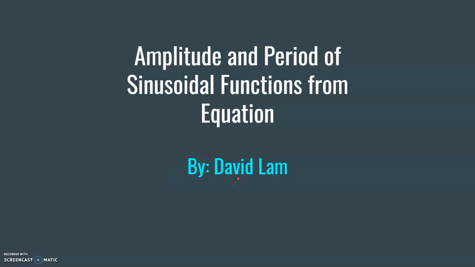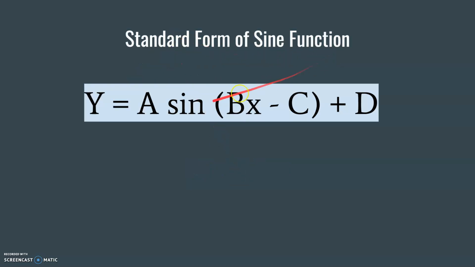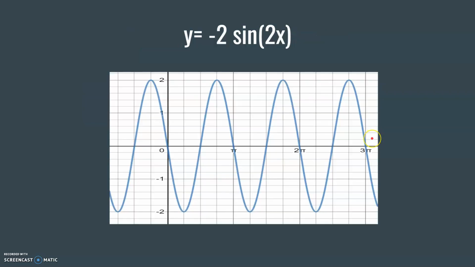Hi, my name is David Lamb, and today we'll be finding the amplitude and period of sinusoidal functions from the equation. The standard form of the sine function is y equals a sine(bx minus c) plus d. And the equation that we're using today is y equals negative 2 sine(2x), using this graph to represent it.